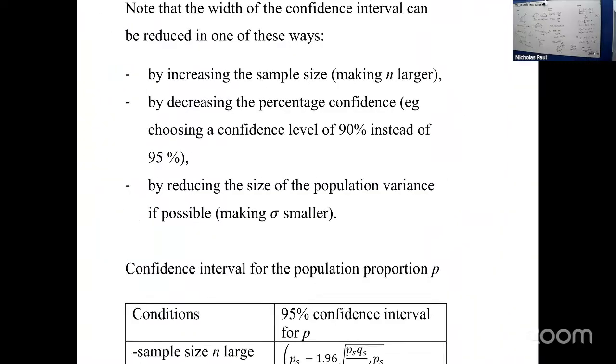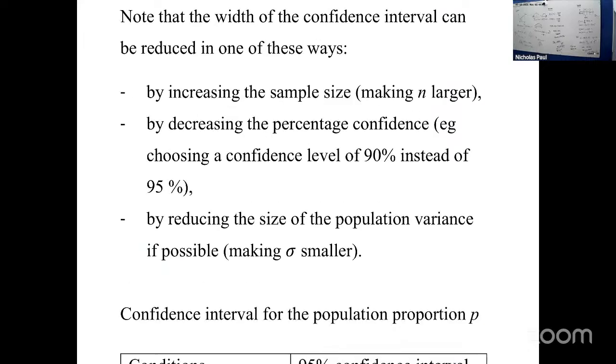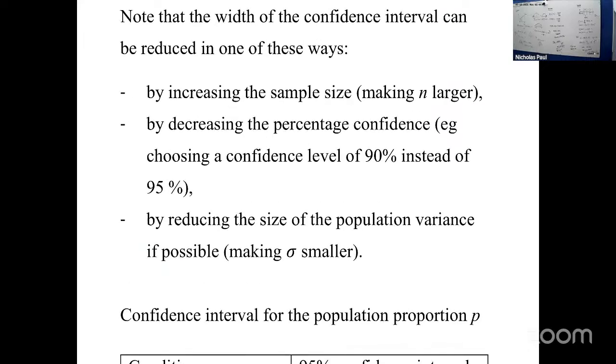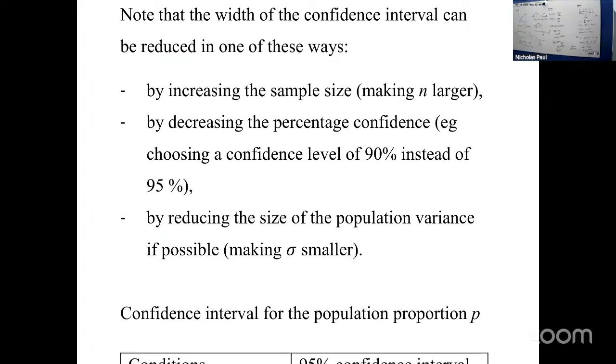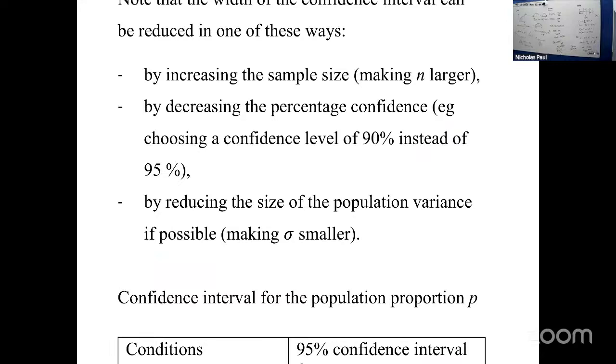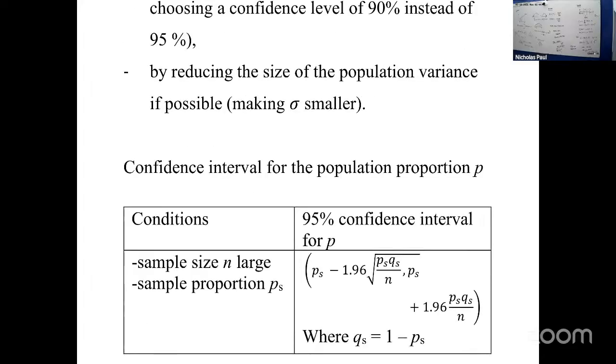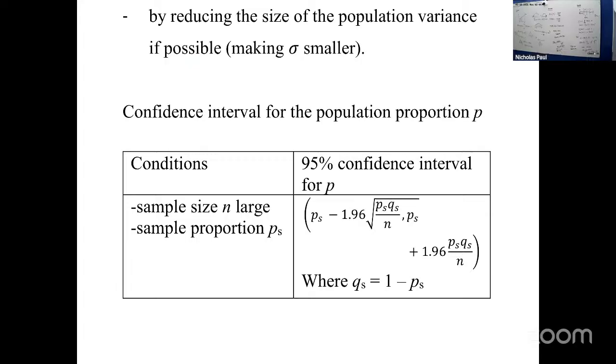Right, and then they can ask you these little things. If you want to reduce the width of the confidence interval, you can increase the sample size, you can decrease the confidence level, or you could reduce the size of the population variance. Right? Like if you want to make the width smaller for the confidence interval. And this is the formula for proportion, right? If they give you a proportion, this is the formula.